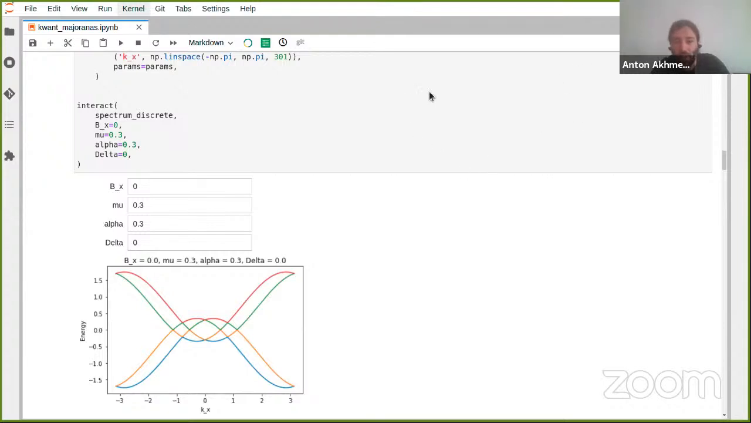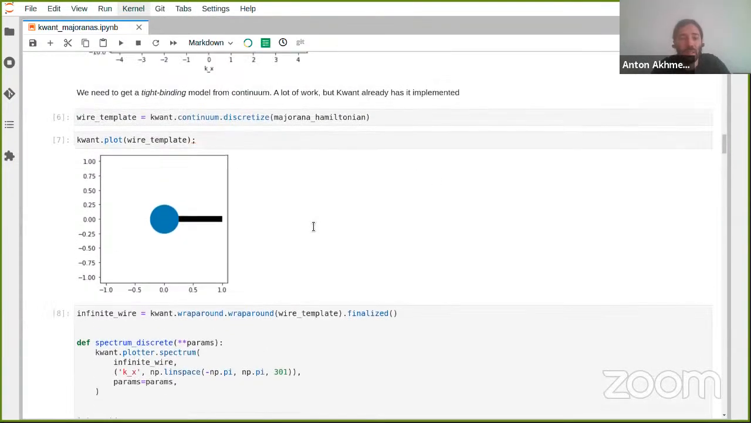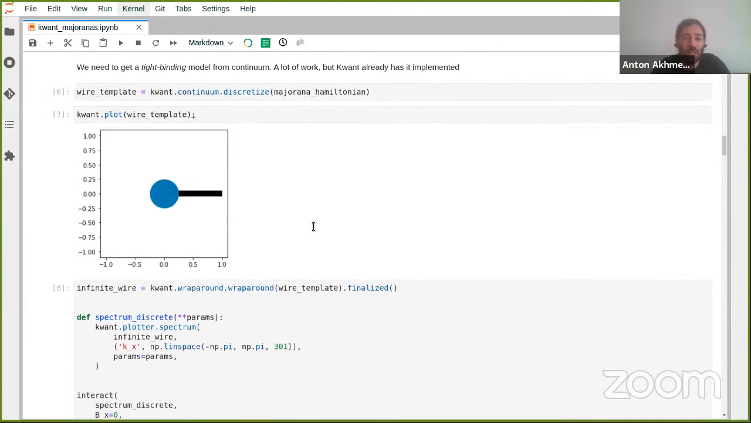There is a question: how many neighbors does the tight binding model have right now? Can I choose how many neighbors I'm using when discretizing? So this is the nearest neighbor approximation. It uses the lowest order expansion of all the momenta. And indeed, it is possible to apply more and more precise approximations.